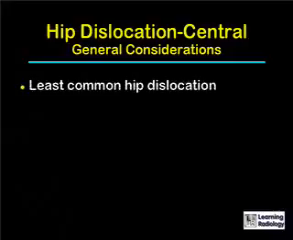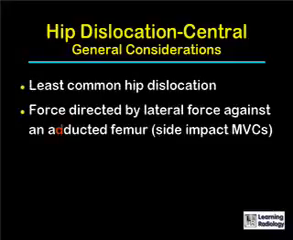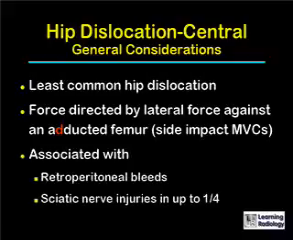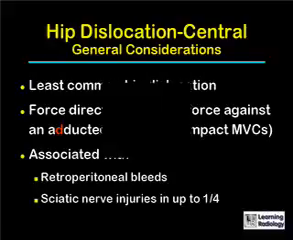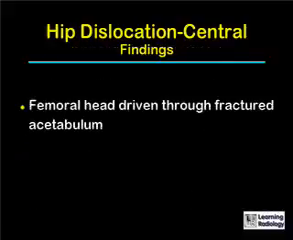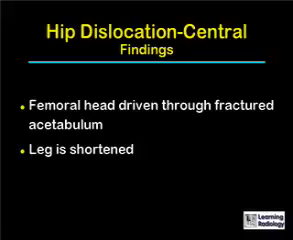Central fracture dislocations are the least common hip dislocation. They are usually produced by a force which is directed laterally against an adducted femur, such as occurs in a side impact motor vehicle collision, and they can be associated with retroperitoneal bleeds and sciatic nerve injuries in up to 1/4 of the cases. These are serious injuries. Findings include the femoral head driven through the fractured acetabulum.